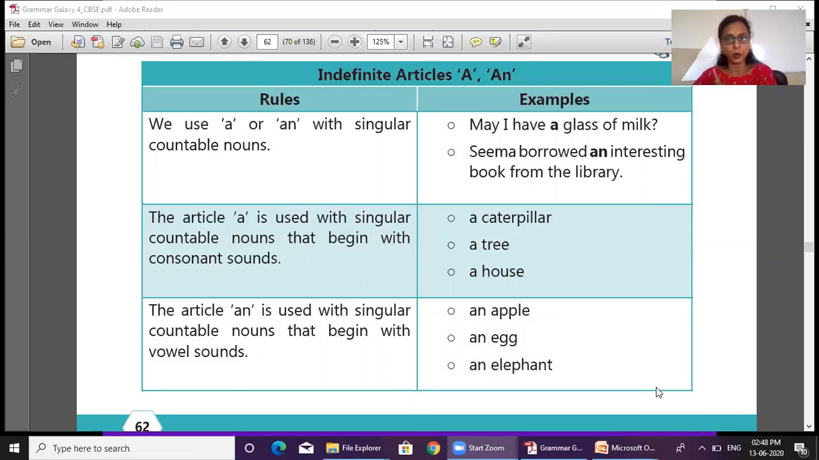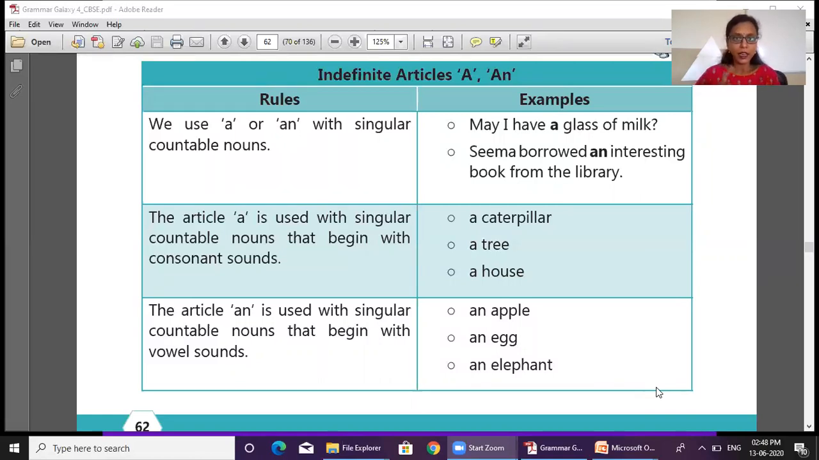Seema borrowed an interesting book from the library. An interesting book from the library. We are talking about an interesting book, a single book. Books can be counted, right? So we are using an. Now, look at the second rule.